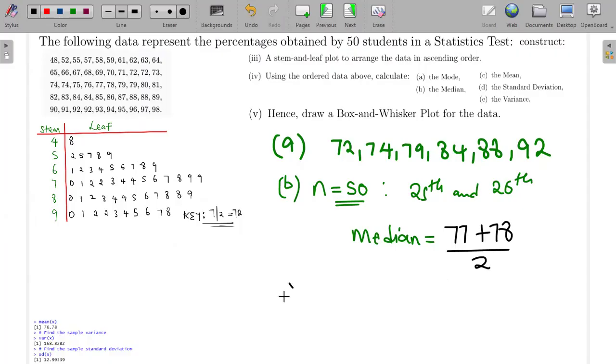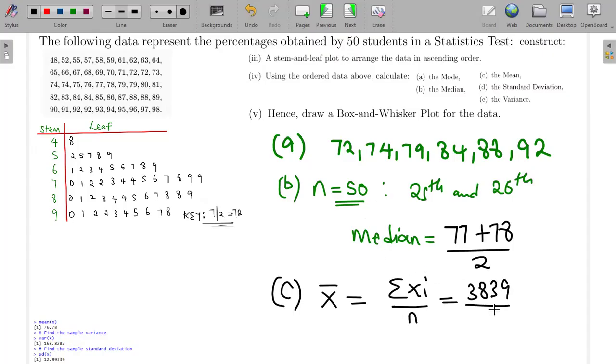Okay, what about the mean? So the mean x bar is simply equals to the summation of all the xi's divided by n. So now if I add all these numbers, you can do it on your calculator to prove that the summation that you're going to get is just going to be 3839, then divide by n, which is 50. So if you add all these numbers, 48 plus 52 plus 55 plus 57, do it on your calculator until 98, you're going to get this. Then I'm dividing that by 50. So my mean will just be 76.78. Okay, so that is my mean there.